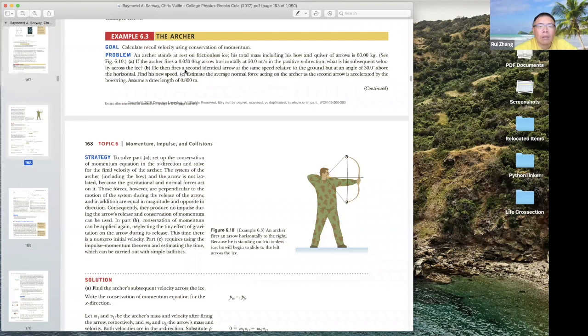Then he fires a second identical arrow, same speed relative to the ground, but at an angle 30 degrees above the horizontal. Find his new speed. So let's do A and B. Basically, the information we have is 60, 0.03, and 50.